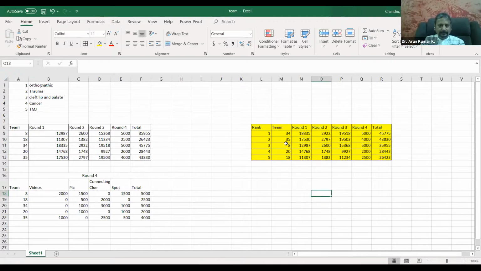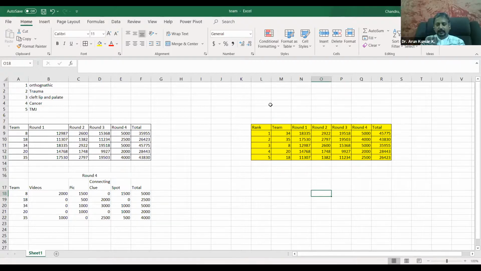And the second highest score in the last round was team 35 with 4,000 points. And then you had team 18 at the 4th spot with 2,500 points. Or rather, the 5th was team 20 at 2,000 points. These are the scores only for the last round.